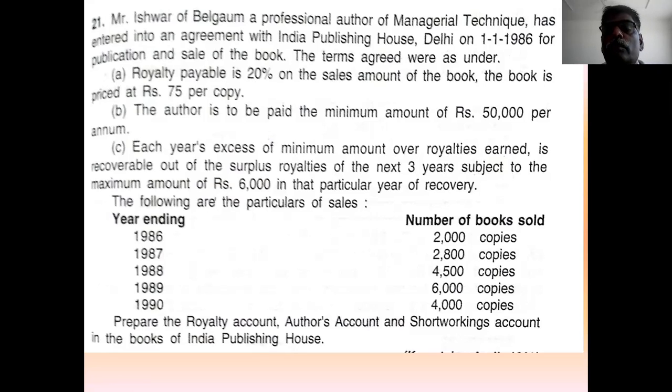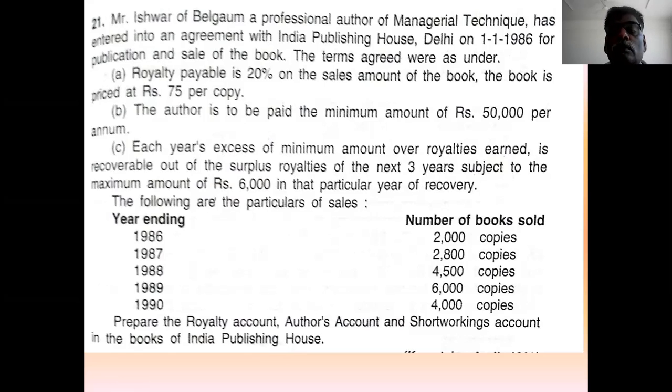The author is to be paid a minimum rent of rupees 50,000 per annum. Minimum amount payable is the minimum rent. Minimum rent is 50,000. And each year the excess of minimum rent over royalty is recoverable out of surplus royalty of the next 3 years. The next 3 years is the short working recovery period, the floating time.